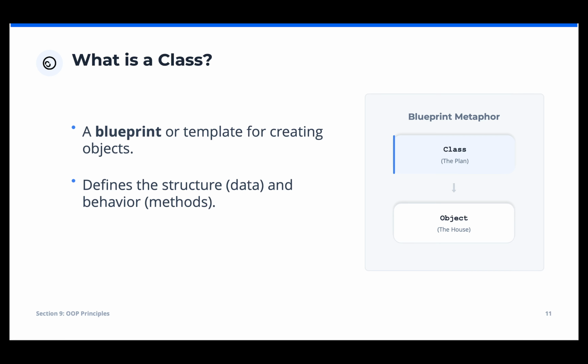What is a class? A class is defined here as a blueprint or template for creating objects. The blueprint metaphor is actually very useful. A class is not yet the real thing. It is the plan that tells Python what structure and behavior an object of that type should have. Just like a house plan is not an actual house, a class definition is not yet the object.